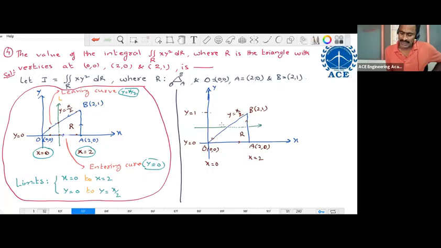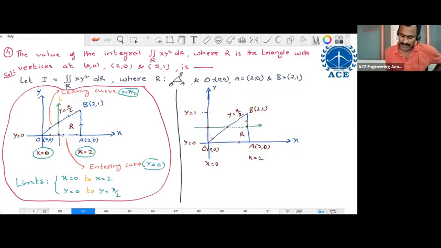This line is drawn parallel to the x-axis at some value of y, at y equal to something. This is the line at y equal to 0, this is the line at y equal to 1, and like that, this is the line at y equal to something. Here y is fixed, but x will vary from here to here. But in the previous diagram, x was fixed, and for each fixed x, y varied from here to here. Like that here, for this y, x will vary from this curve to this curve.